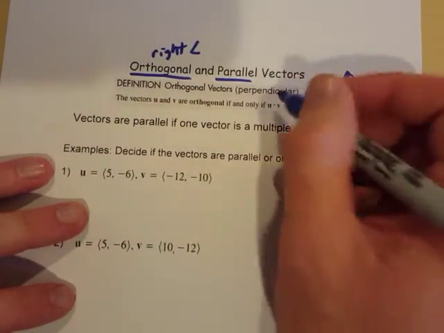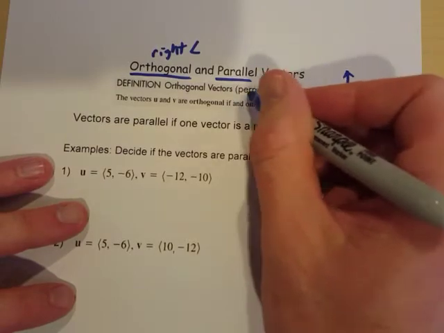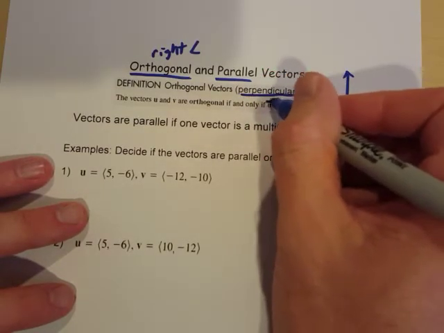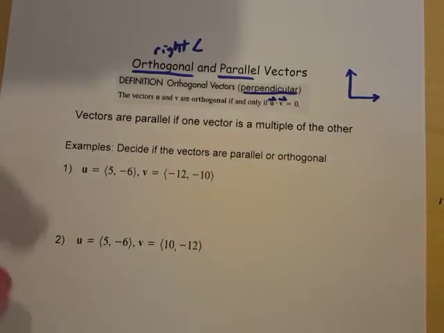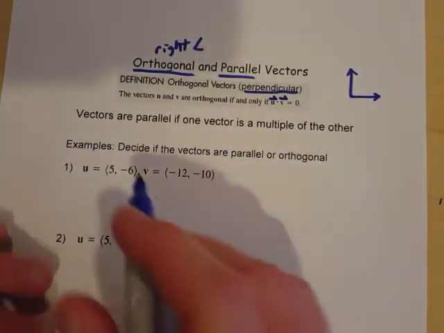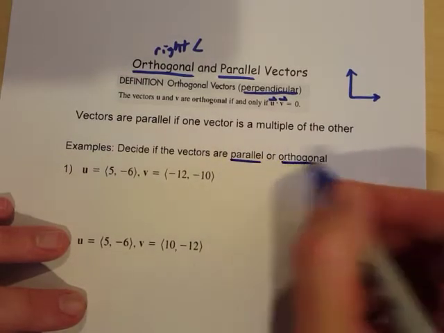The idea here, or the concept for orthogonal, perpendicular, means that if we do u dot v, it's equal to 0. So that's something that we're going to check with these, deciding if they are parallel or orthogonal.